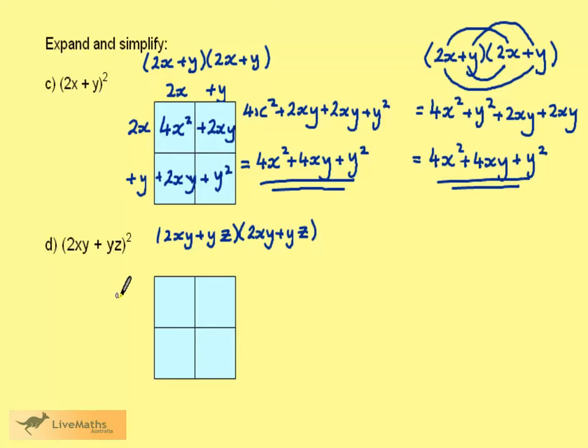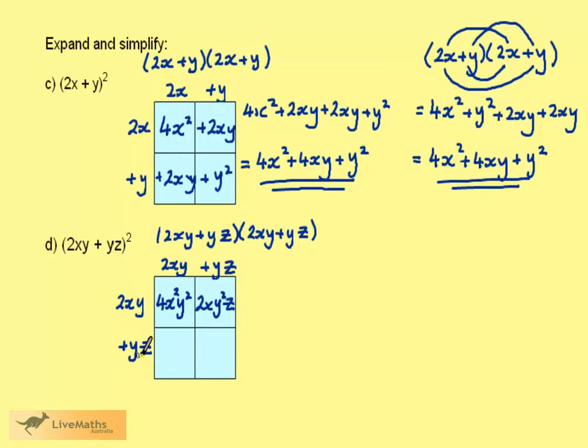Using the grid method, we have 2xy and plus yz. And here we have 2xy and plus yz. Xy times 2xy is 4x squared y squared. 2xy times plus yz is 2x. The y times the y gives y squared, and then we have the z.